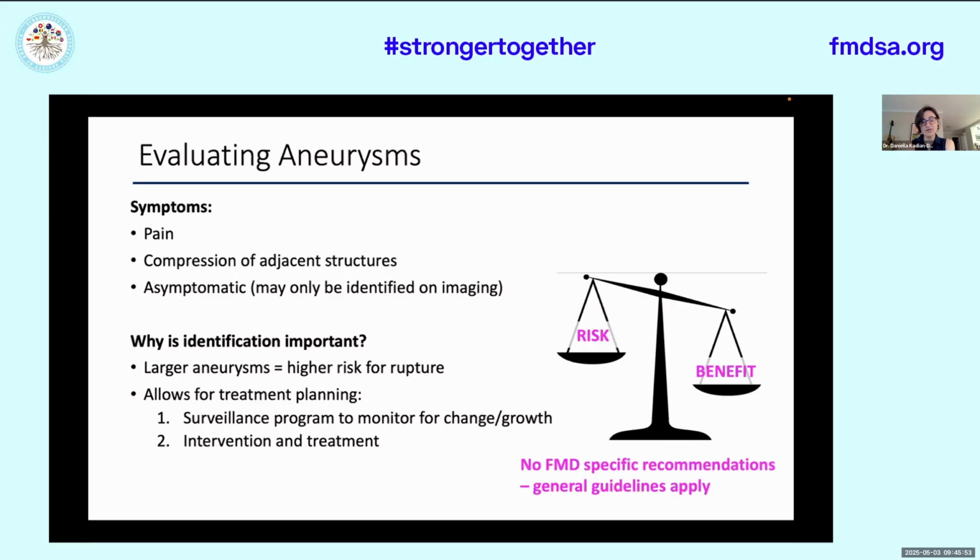Now, very importantly, we don't have any FMD specific guidelines when it comes to aneurysms. So we look towards the general guidelines for aneurysms in different locations to guide our therapy.